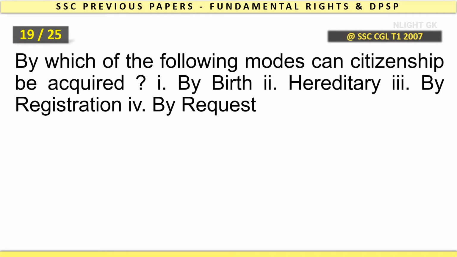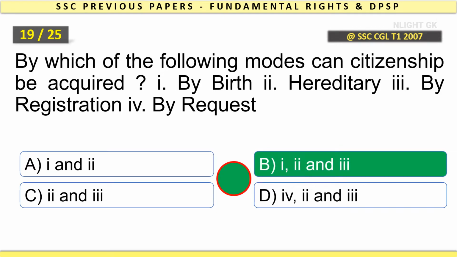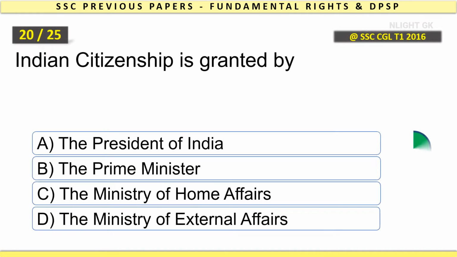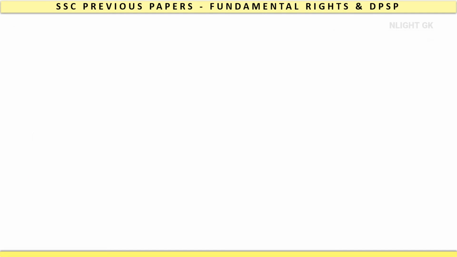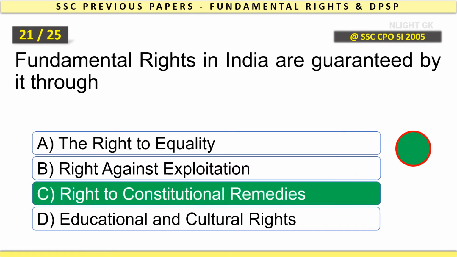By which of the following modes can citizenship be acquired? By birth, hereditary, by registration, by request. 1, 2 and 3. Indian citizenship is granted by the Ministry of Home Affairs. Fundamental rights in India are guaranteed by it through the right to constitutional remedies.